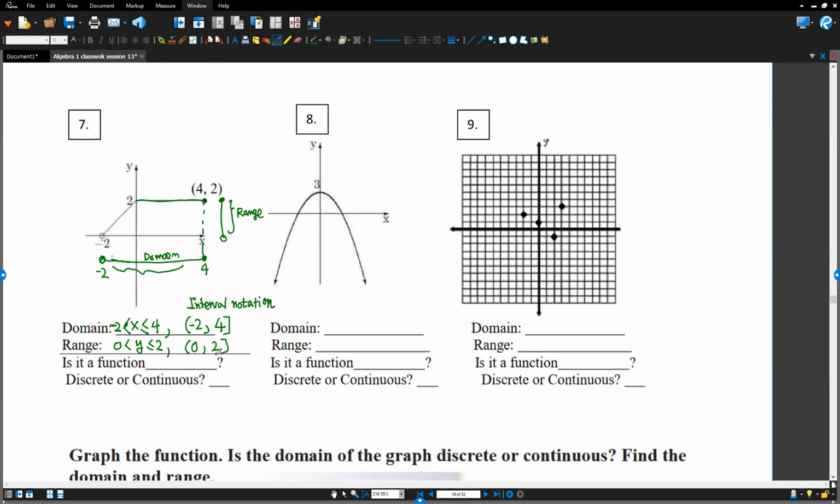Vertical line test is working. That is a function.